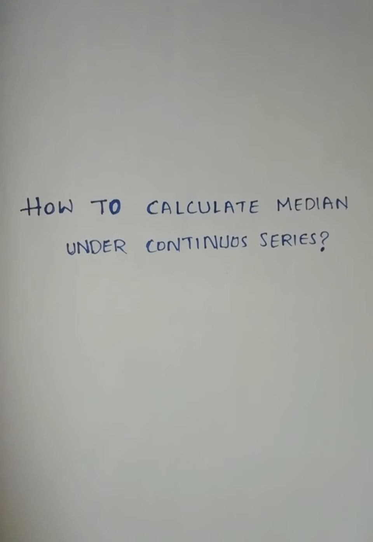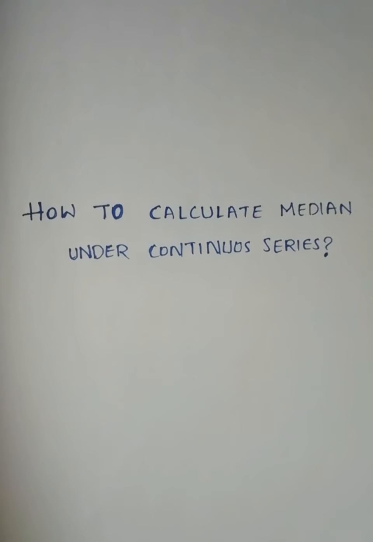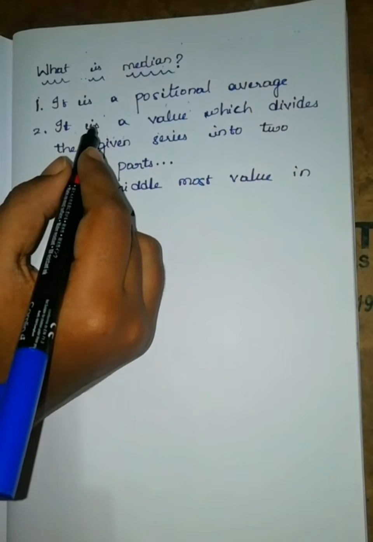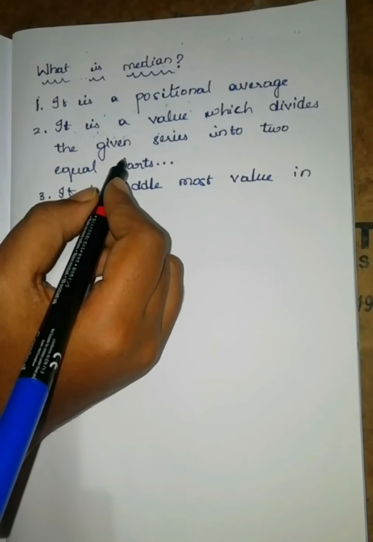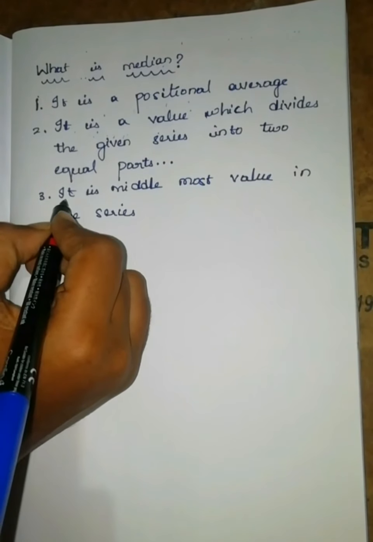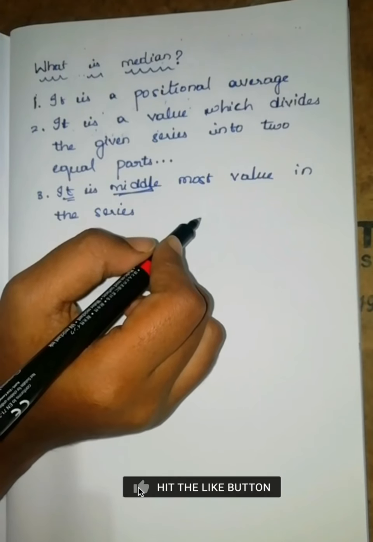Hello everyone. In this video, we'll learn how to calculate median under continuous series. So, the first question is, what is median? A median is a positional average. It is a value which divides the given series into two equal parts. That implies that it is the middlemost value in the given series.